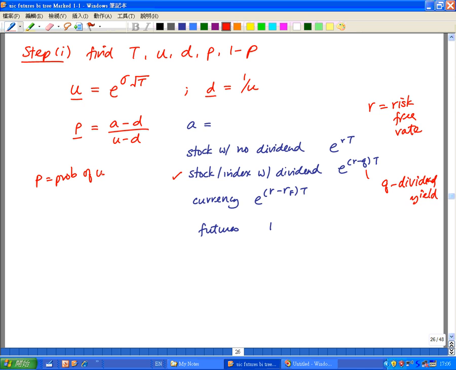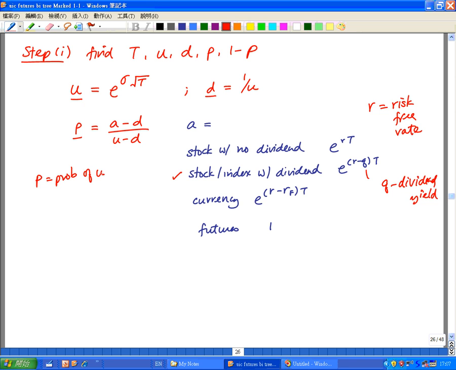And here we have (A minus D) over (U minus D). D and U are from above. A is something new, and depending on what the underlying asset is, we put in different things. So for a stock with no dividend, e to the power RT. R is our risk-free rate.